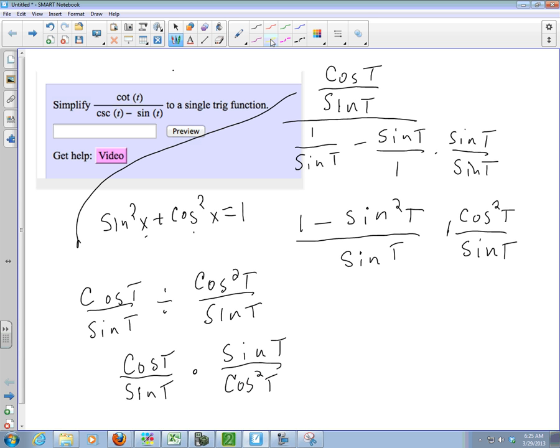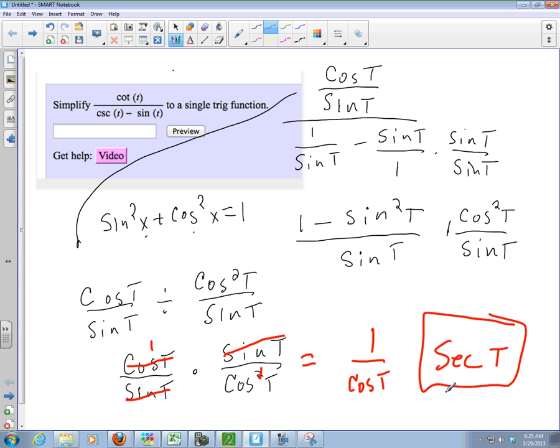And then what I'm seeing I can do, well, those sine t's cancel out. I can cancel out one of those cosines. So that gives me 1 over cosine t, which is another name for secant t. And that should be the answer. Hope that helps you out.